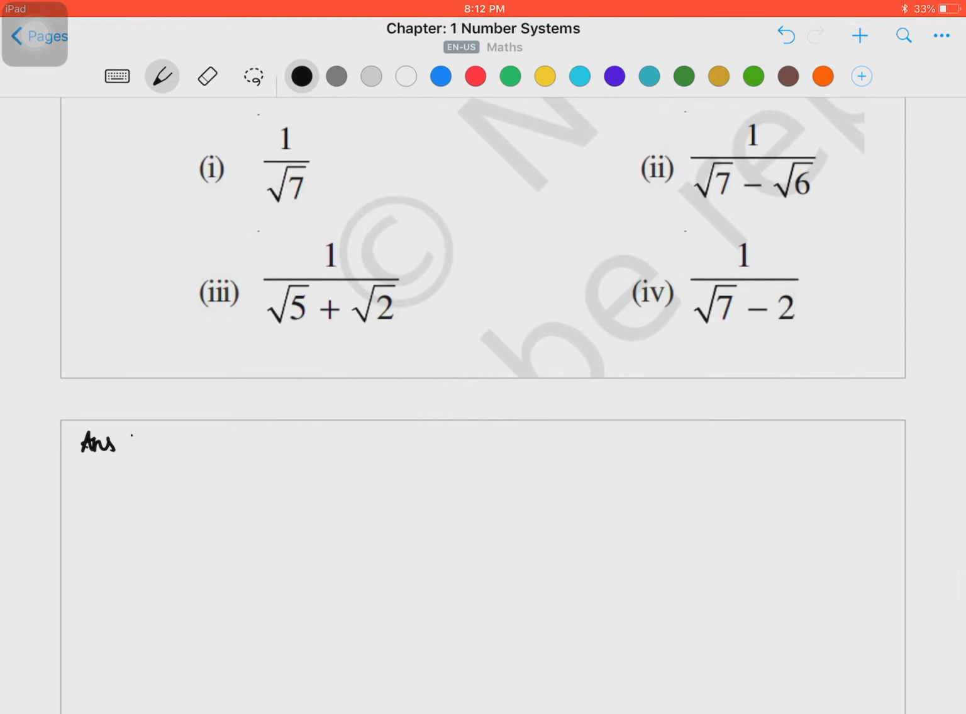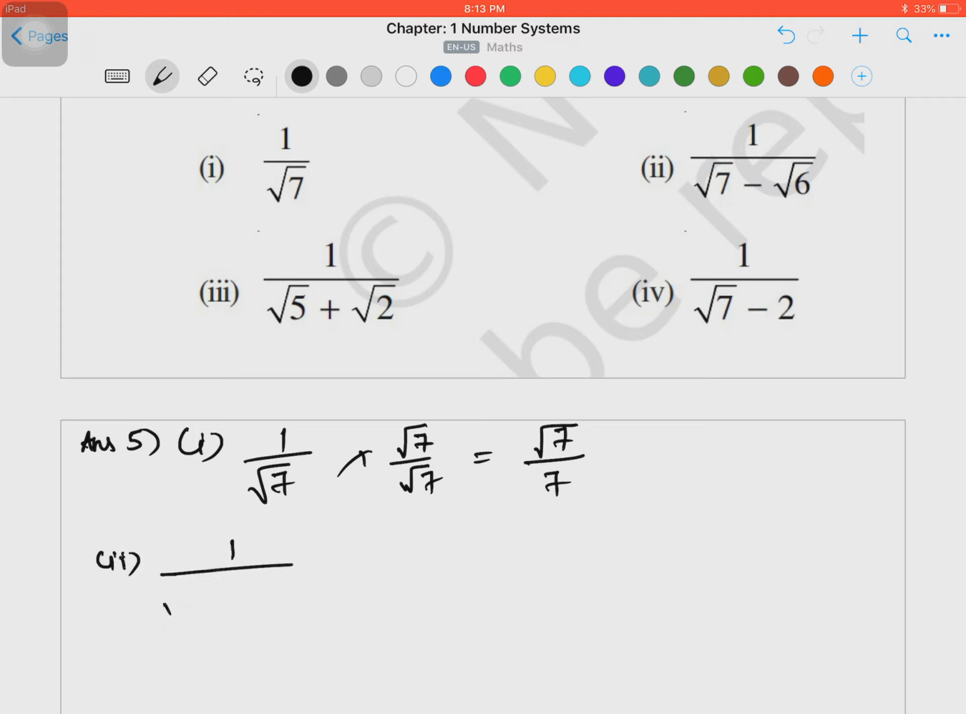First one is 1 by root 7. As I told, to rationalize we'll multiply and divide by the denominator, the original number. So root 7 into 1 is root 7, and root 7 into root 7 is 7. So the answer is root 7 divided by 7. That's our answer.